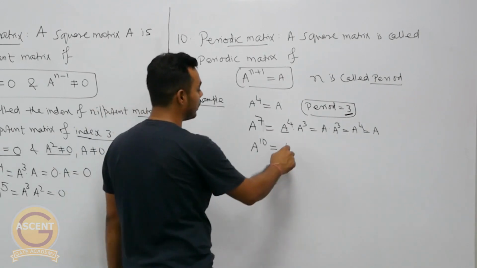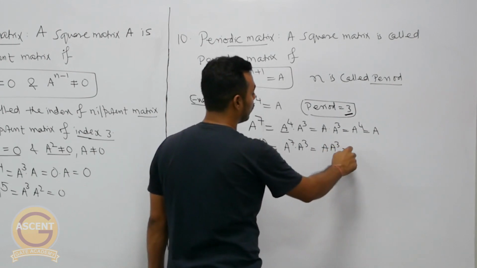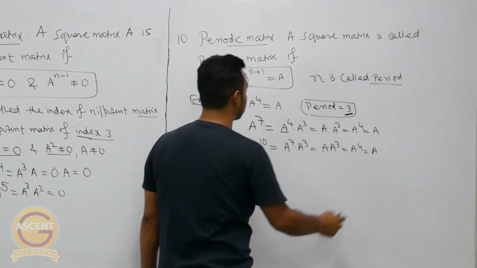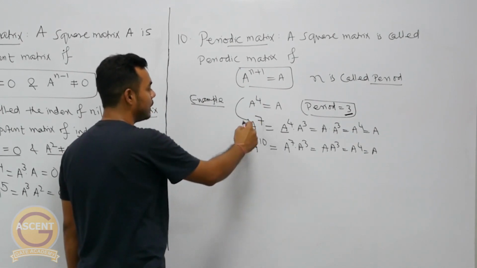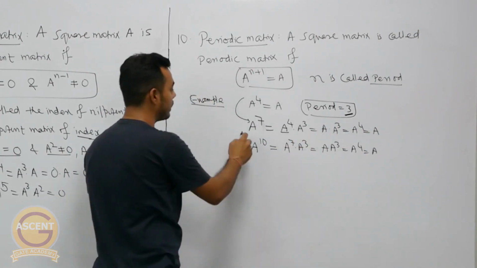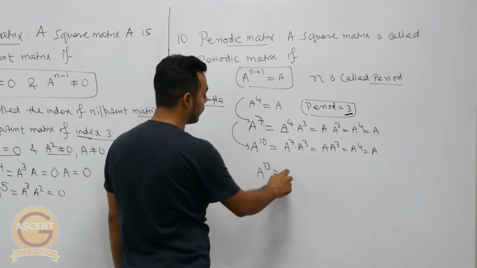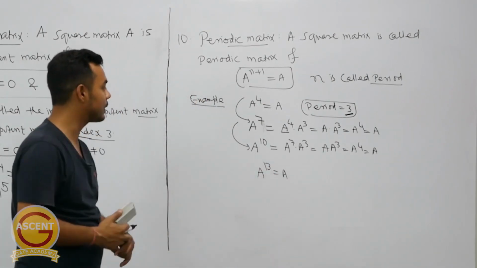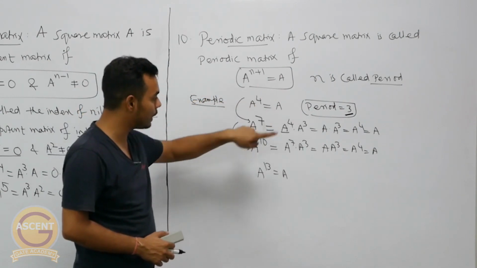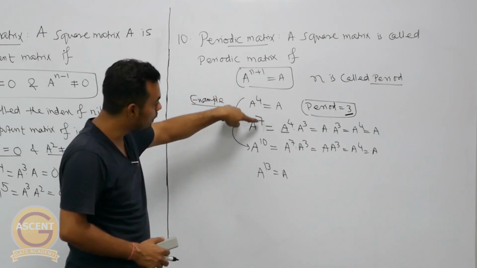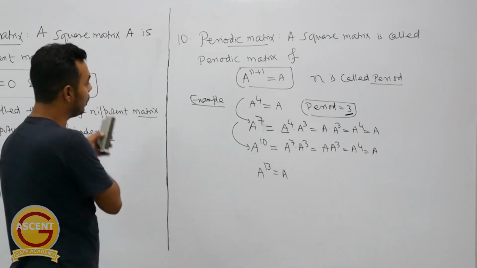You can write A to the power 10 as A to the power 7 into A cube. A to the power 7 we have already shown as A, so A into A cube, A to the power 4, this will be matrix A. So if I have a periodic matrix of period 3, you can see that 4 plus 3 is 7, this will give you A. 7 plus 3 is 10, this will again give you A. 10 plus 3 is 13, this will again give you A. So that is the meaning of this periodic matrix. After every 3 you are getting the same matrix. A to the power 1 plus 3 is A to the power 4, then 4 plus 3 is again A, 7 plus 3 is A, and so on. So that is the idea behind this periodic matrix.